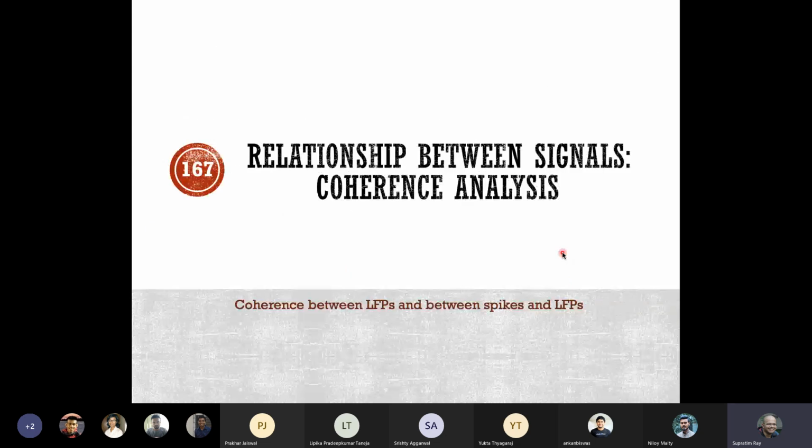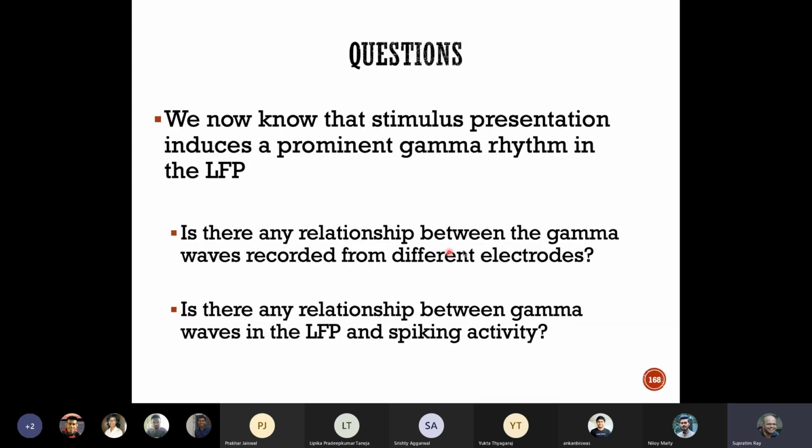So now I can ask a question. If I look at two electrodes, each one is picking up the gamma wave. Is there any relationship between these waves? For example, are they occurring at a particular phase with respect to each other? Secondly, I can ask whether there's a relationship between gamma waves in the LFP and spiking activity. Are spikes occurring preferably at a particular phase of the LFP, for example?